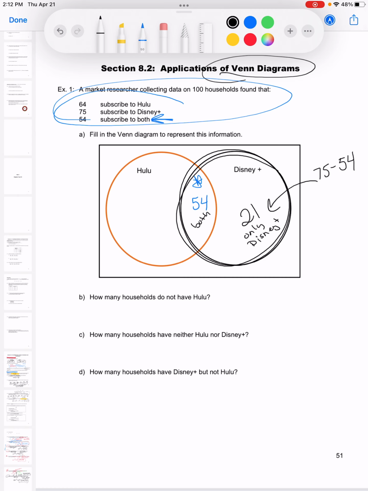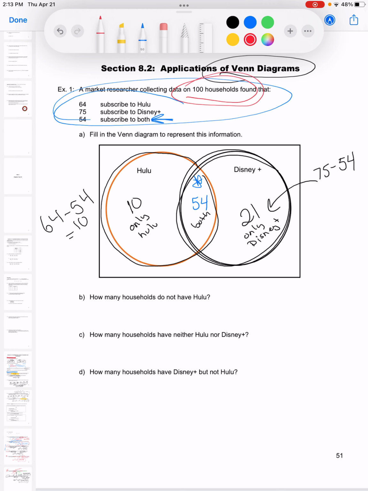I'm going to do something similar for the Hulu. The 64 describes everyone, but there are already 54 people in that circle, so that leaves 10 that are only Hulu. Now there's one number that a lot of times people forget, and that's the number that's outside of these circles, and I'm going to use that 100. There are 100 total households that were contacted. 10 of them only did Hulu, 54 did both, and 21 of them only did Disney Plus.